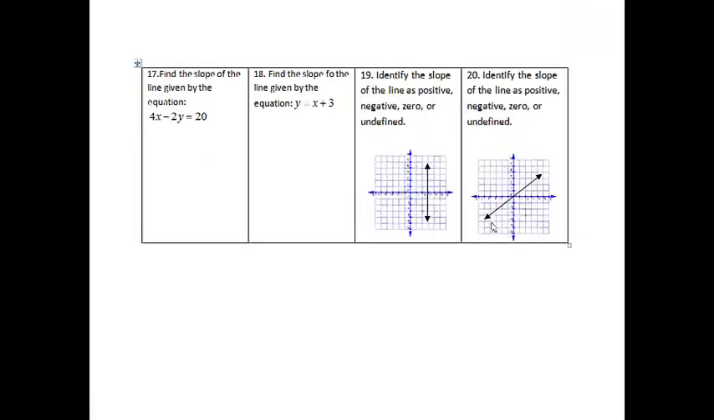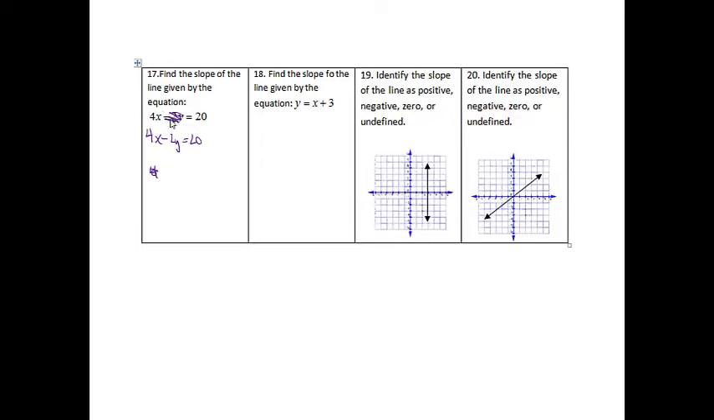Okay, number 17, find the slope of the line given by the equation 4x minus 2y equals 20. There are 2 ways to work this one, just depending on the way that you're most comfortable with. So I'm going to work it both ways, and you pick which way works best for you. I'm first of all just going to graph this, because I then will be able to find the slope. I'm going to write it 2 times.